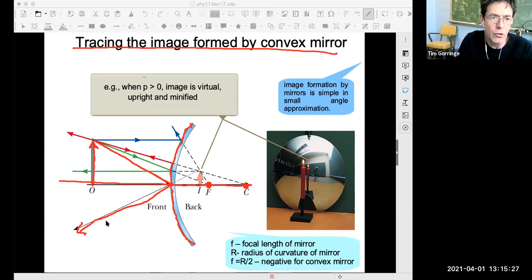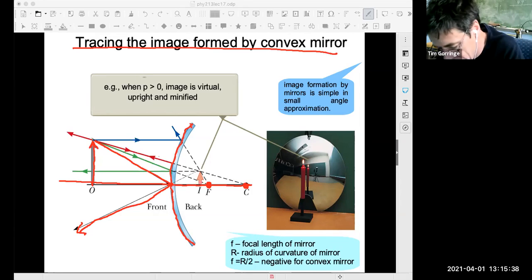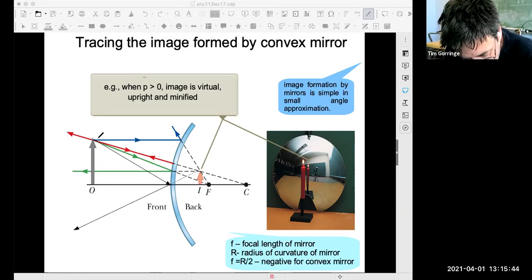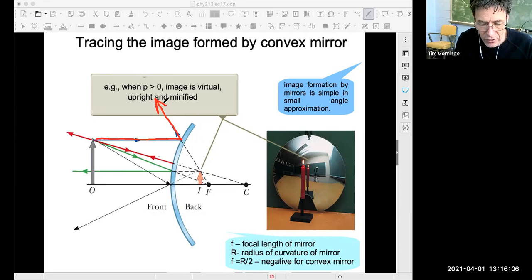And then there are going to be two more sibling rays: the one that comes in parallel and one that goes out parallel. Let's see how we draw those. So let's start with a blue ray. The blue ray comes in parallel to the optical axis, strikes the mirror, and is reflected off the mirror. It can't pass through the focal point because the focal point is behind the mirror. Rather, it appears to have come from the focal point. That's the rule for drawing it. So it heads off in this direction.